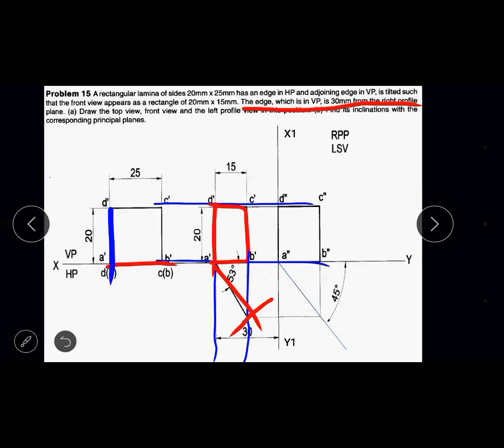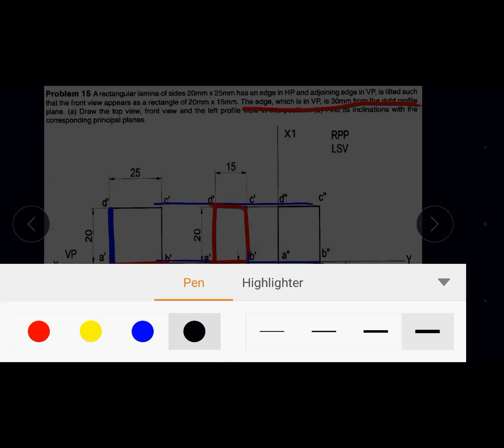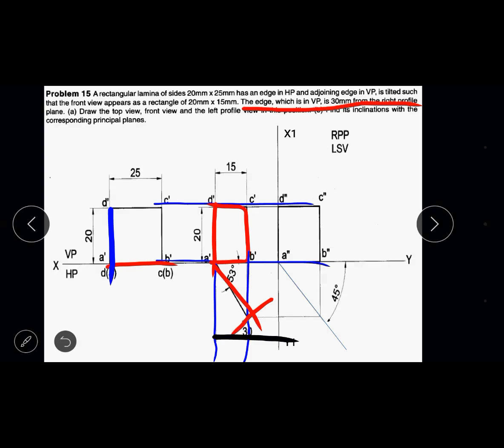If you tilt the lamina to a VP angle of 53 degrees, you will get the irregular lamina in the form of a rectangle of 20 into 15. The edge which is in VP, A dash and D dash, is placed 30 mm from the right profile plane. So what you do next step is, take your compass and consider a line of 30 mm from this edge. From here to here is shown over here.